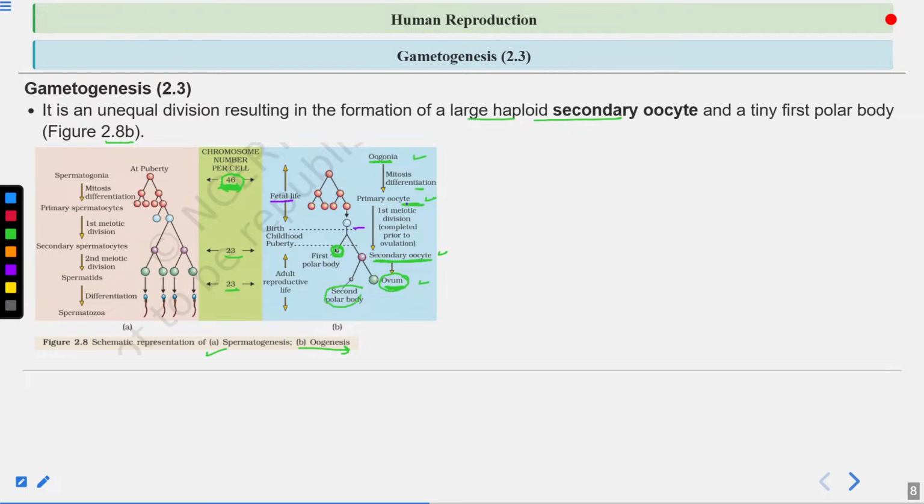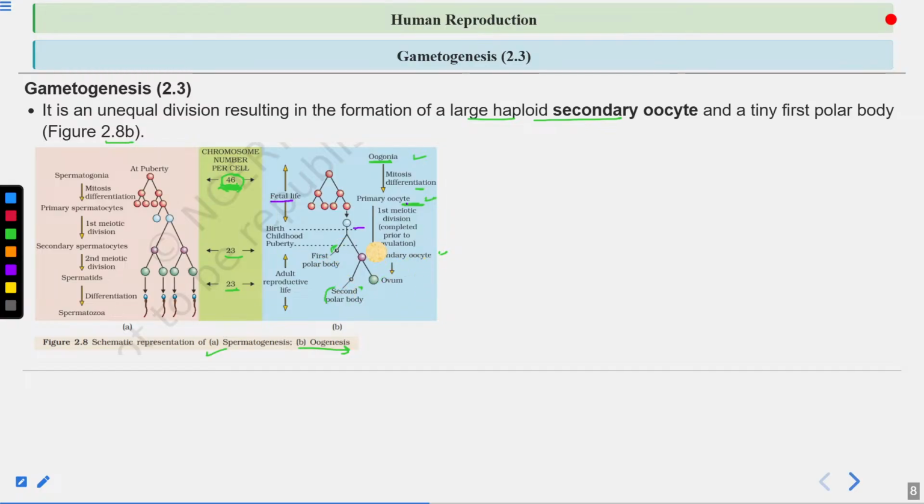the second polar body. These polar bodies usually degenerate. They don't have any role in reproduction. And why do they degenerate? Because they have very little cytoplasm. So they degenerate. Even if they divide, the resulting cells also degenerate.